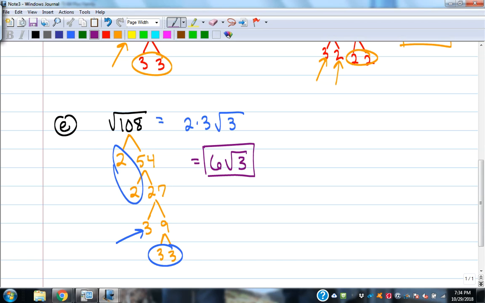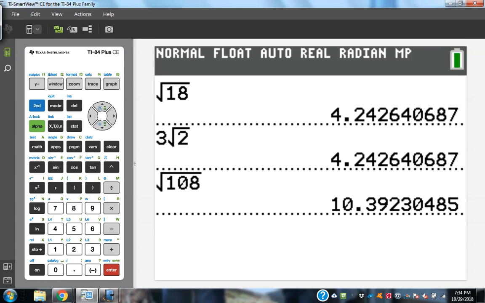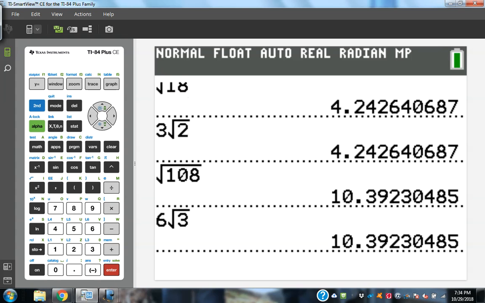The way to know if you did that right is check it. On your calculator, type in square root of 108. And then type in 6 square root of 3. If it doesn't give you the same decimal back, you did it wrong. Something's wrong. Okay? So be careful of that.